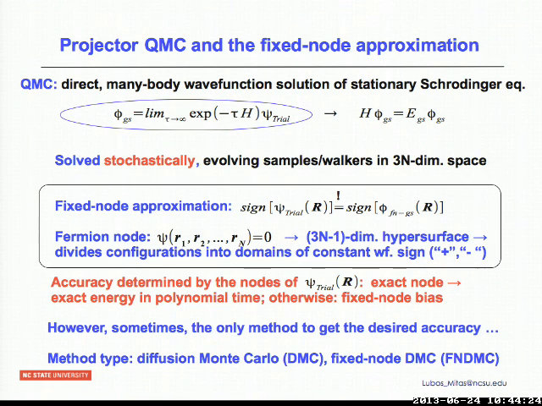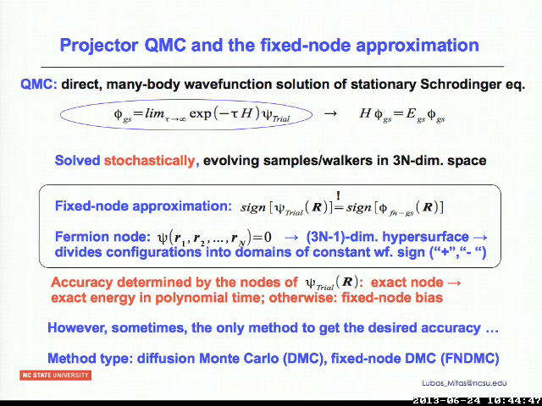Now, obviously, the accuracy will be determined by the accuracy of the nodes which you have in the beginning. One thing is that if you have an exact node, if you happen to be able to do that, you would get an exact energy in polynomial time with some caveats, and I don't want to go into caveats for the time being. But otherwise, if you don't have it exact, there will be something which we can call fixed node bias. Basically, that would determine your accuracy.